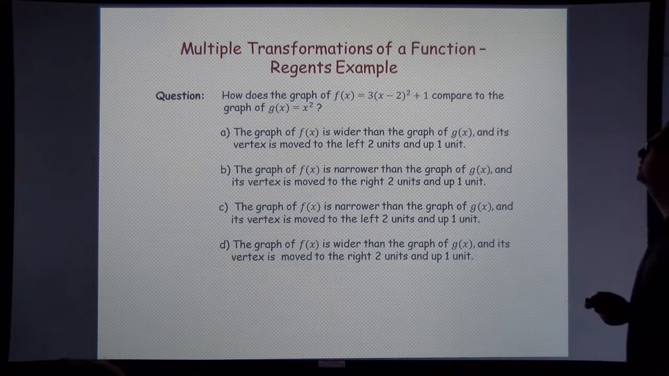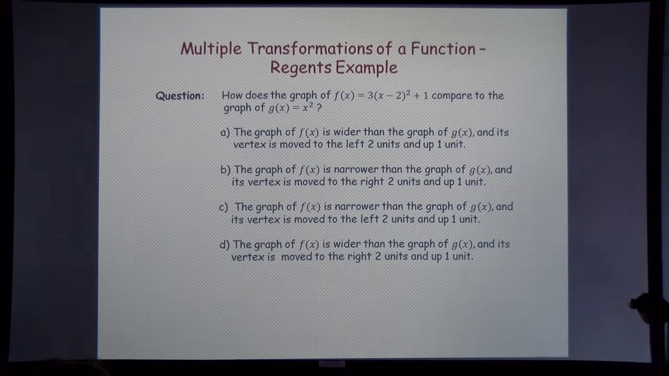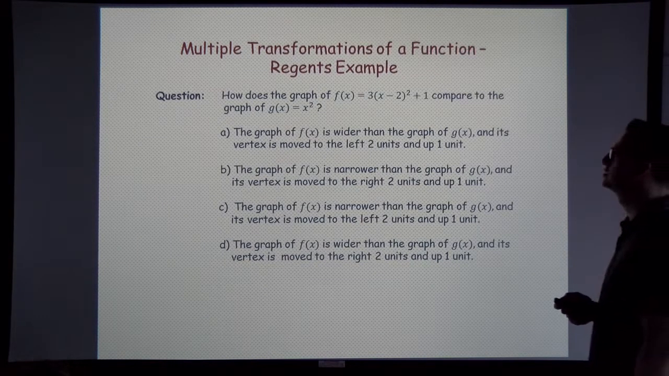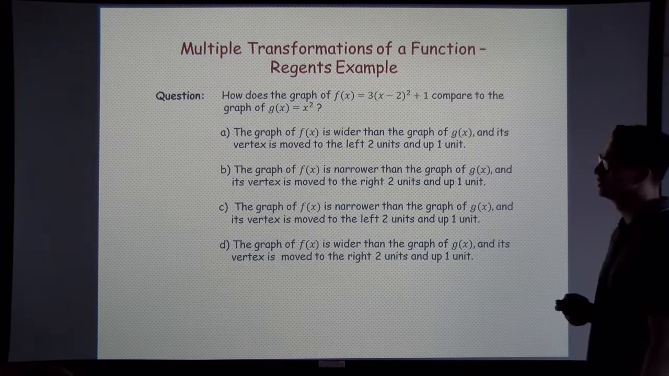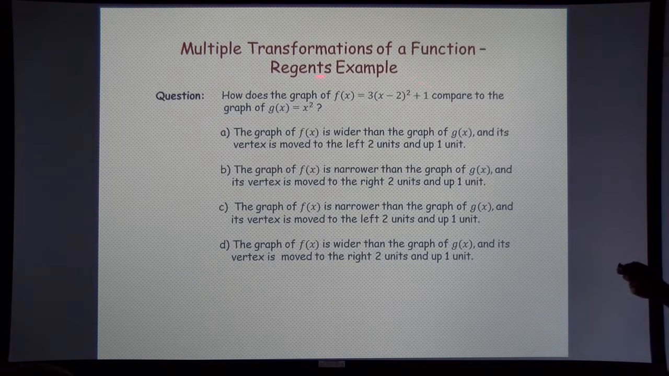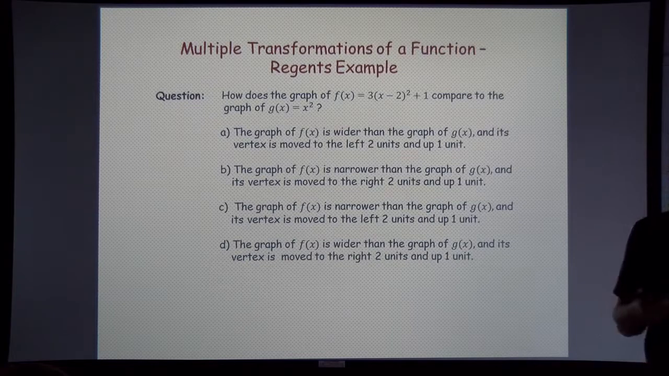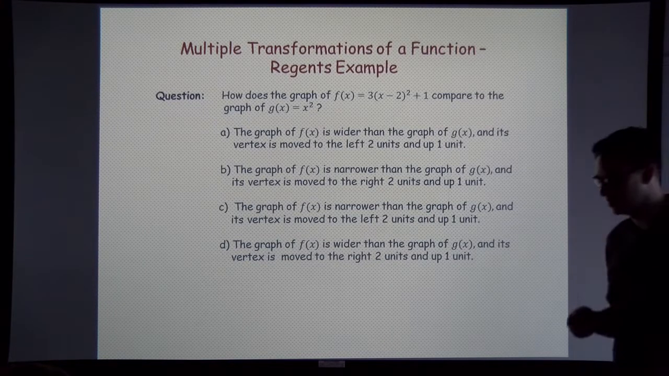So how does the graph f of x equals 3 times (x minus 2) squared plus 1 compare to the graph of g of x equals x squared? If you were to graph both of these, what is the relation? How do they compare to each other? I'll give you about a minute or so and let's see what we can come up with.